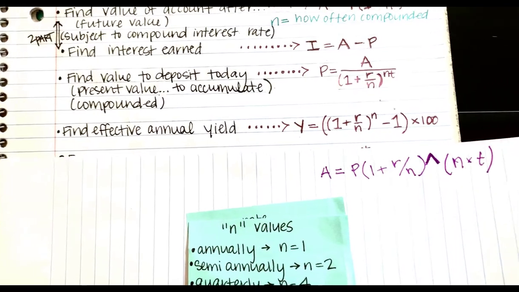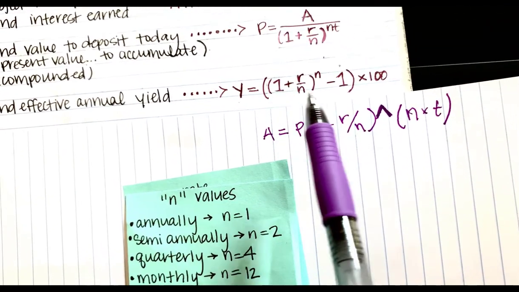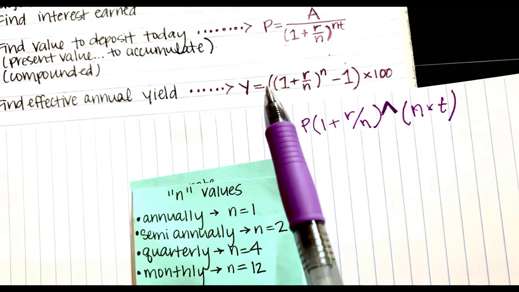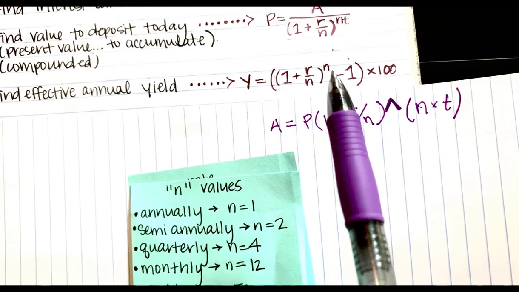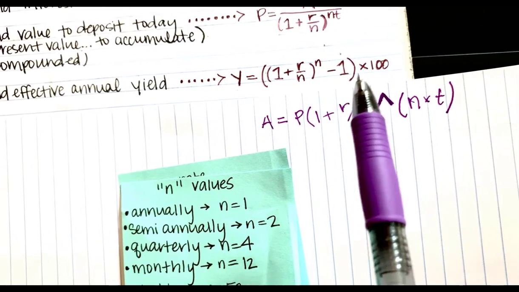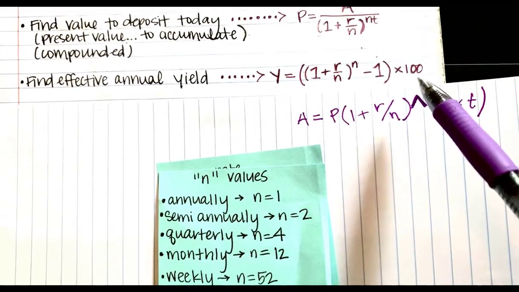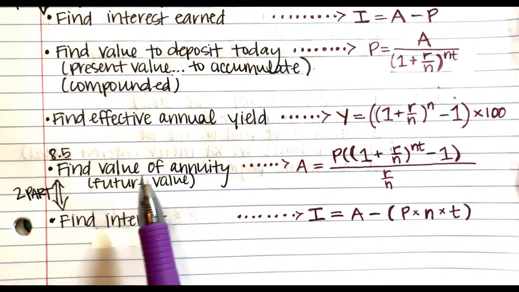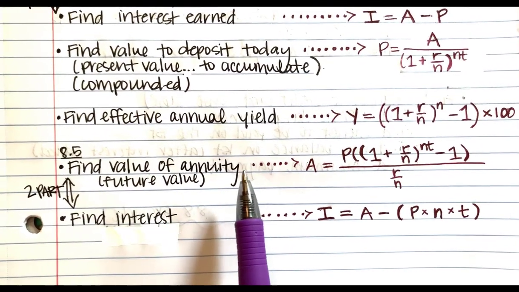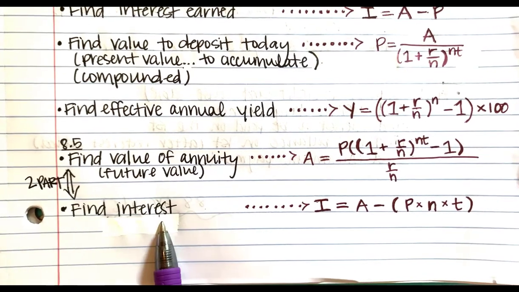Find effective annual yield. Effective annual yield, we have all of this in parentheses. We have 1 plus R over N, all to the N power, and then all of that minus 1. We will then multiply by 100 to get to our percent. 8.5. It's, again, going to tell you find the value of the annuity after so many years, so you know you're looking for the future value, and then you have to find the interest as well.